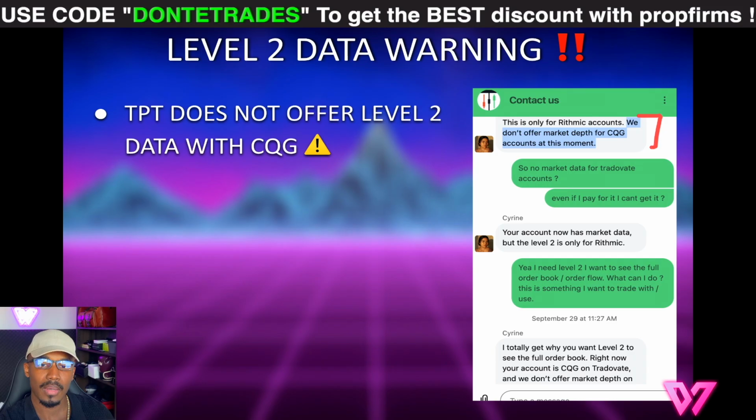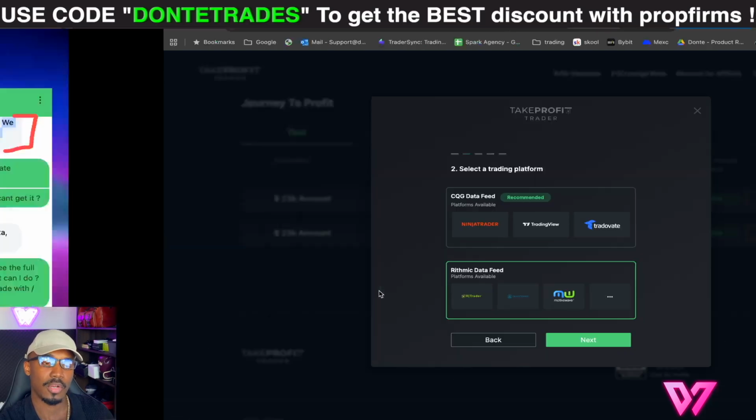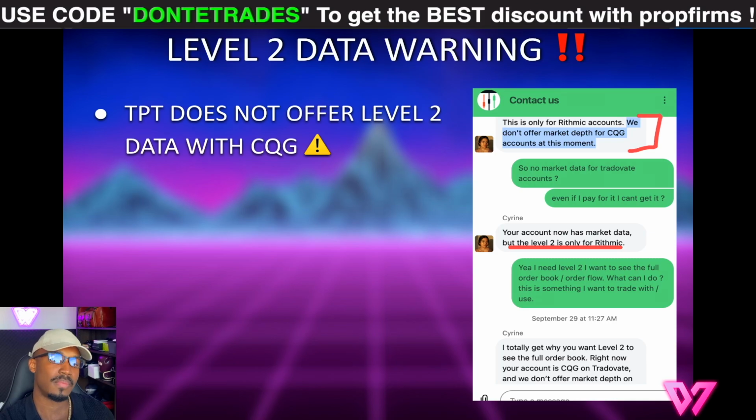And you can see here, I literally reached out to them and they said, straight from their mouth, and I haven't seen anybody on YouTube talk about this, we don't offer market depth for CQG at this moment. My account has the live market data, but it doesn't have that deeper depth of market. So if you want the deeper depth of market, you need to go with the Rithmic data feed. And you can actually use Rithmic with NinjaTrader as well. Again, probably 90% of you out there, this doesn't matter, but I haven't seen anybody talk about this on YouTube, and I'm someone who does trade with that level 2 data. So just something to be aware of.